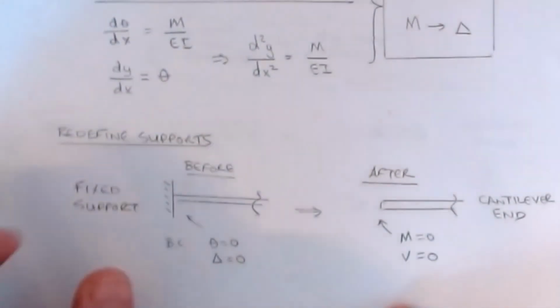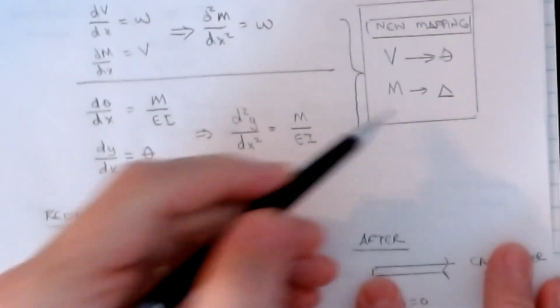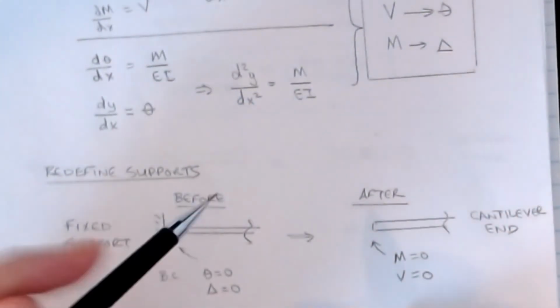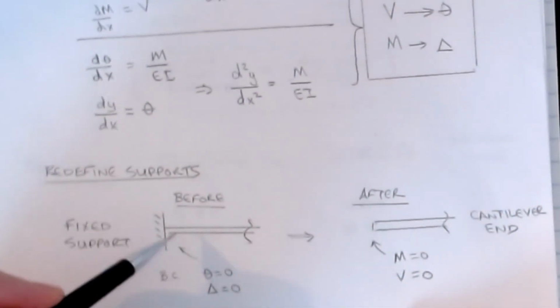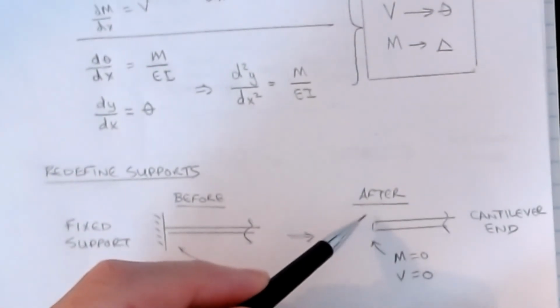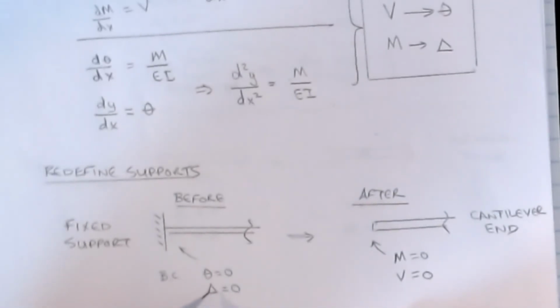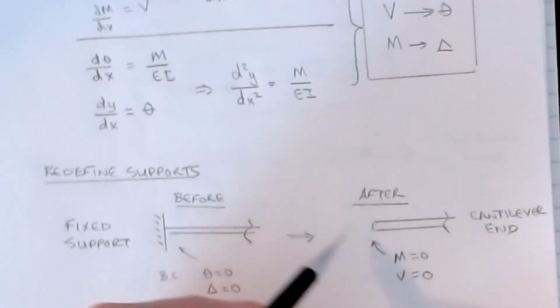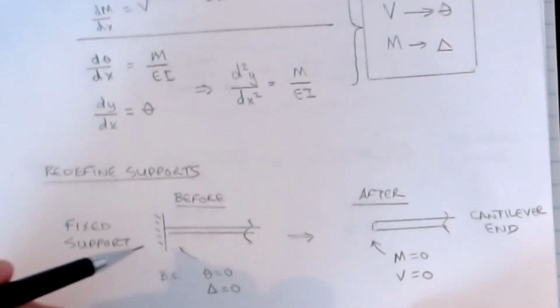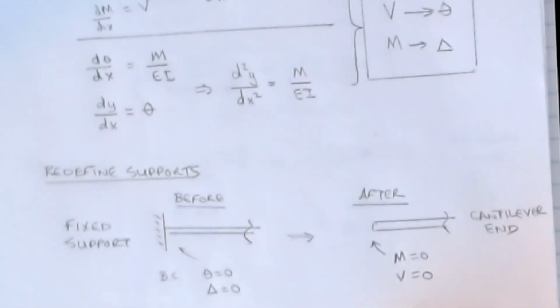After using the same ideas up here, a theta of 0 before will correspond to a moment of 0 after, and a delta of 0 before would be a shear of 0 after. Well, if we look at those conditions, that represents a free end. So our new structure, wherever it was fixed, will now be a free cantilever end.